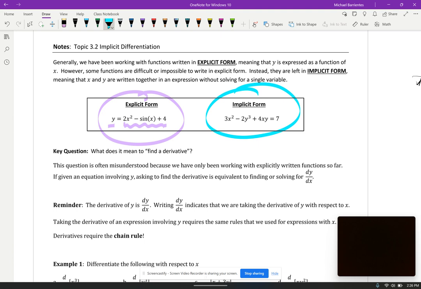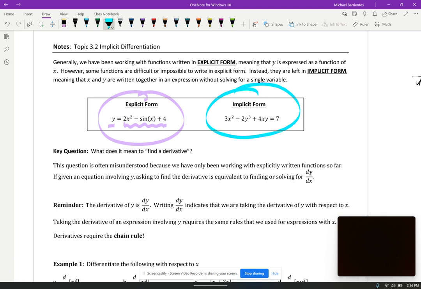And if I had Desmos, I could graph this and see that it does create a graph. So equations give us information, but the way they're given to us, whether it's explicitly or implicitly, is going to determine my next step in finding the derivative.